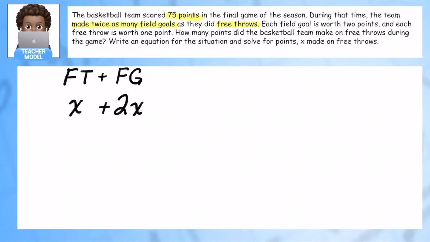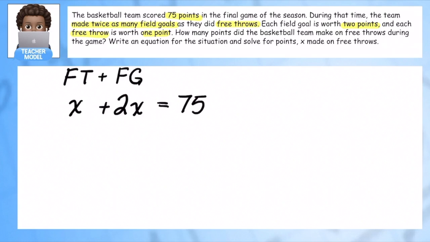Each field goal is worth 2 points, and each free throw is worth 1 point. How many points did the basketball team make on free throws during the game? We're going to write an equation for this and solve it for x. All together there were 75 points in the game. So what else do we know?